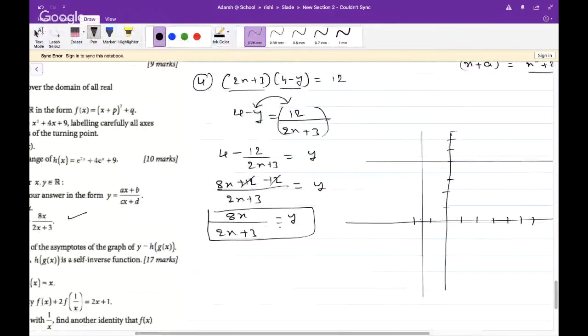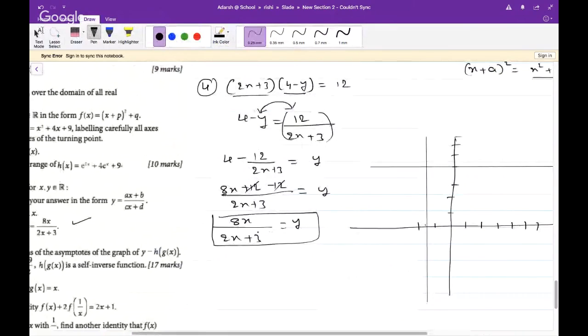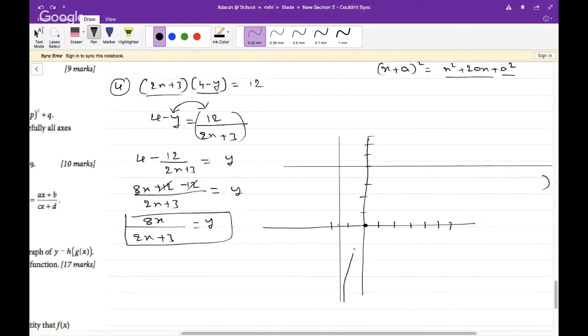Now when x is 0, the numerator is 0, so y is also 0. When y is 0, x is also 0 again. So the curve goes through like this. And on the other side the same way. So this happens to be your curve.